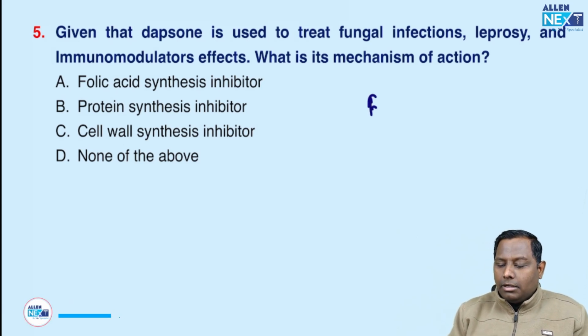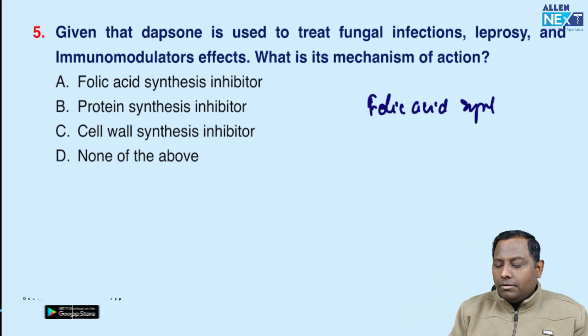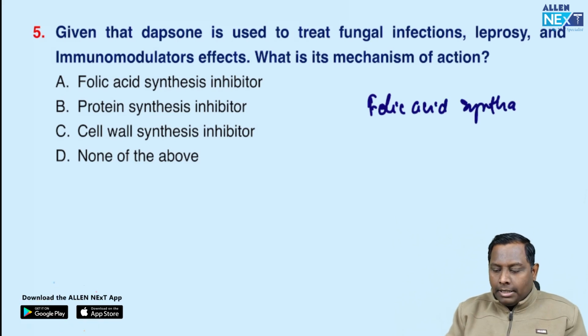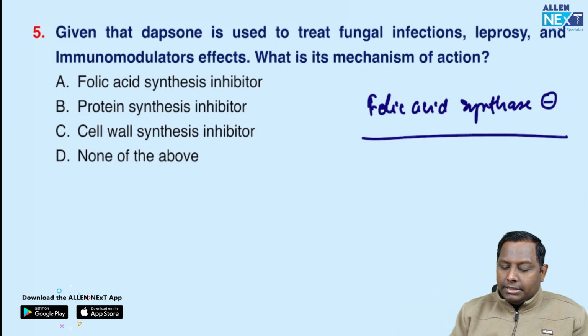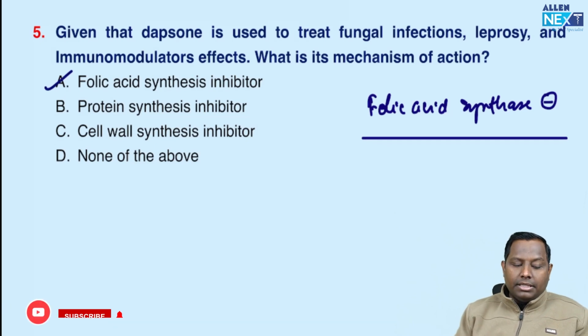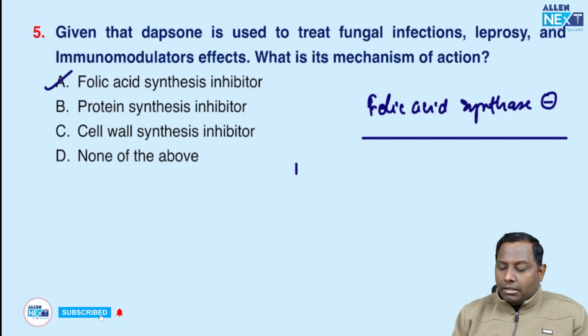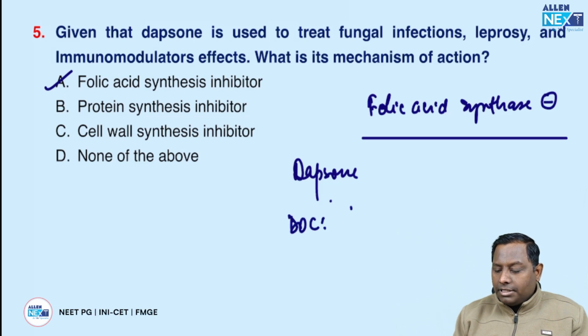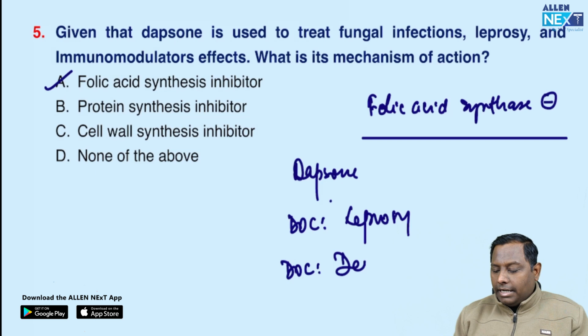Dapsone, right? They are all folic acid synthesis inhibitors, by inhibiting the folic acid synthase enzyme. So they inhibit the folic acid synthase, and remember, dapsone as a drug is the drug of choice in a patient with leprosy. They are also the drug of choice in a patient with dermatitis herpetiformis.